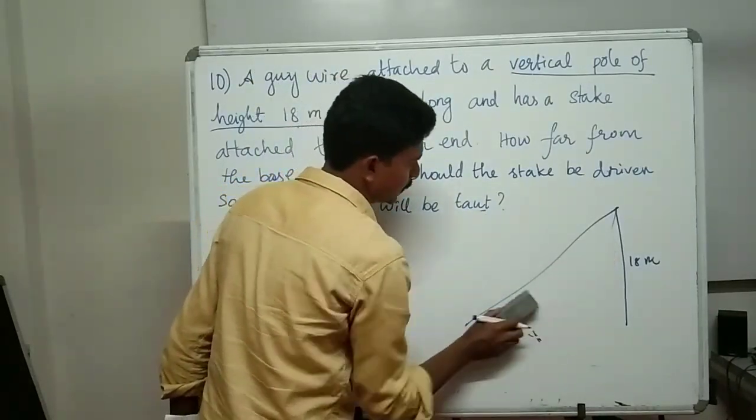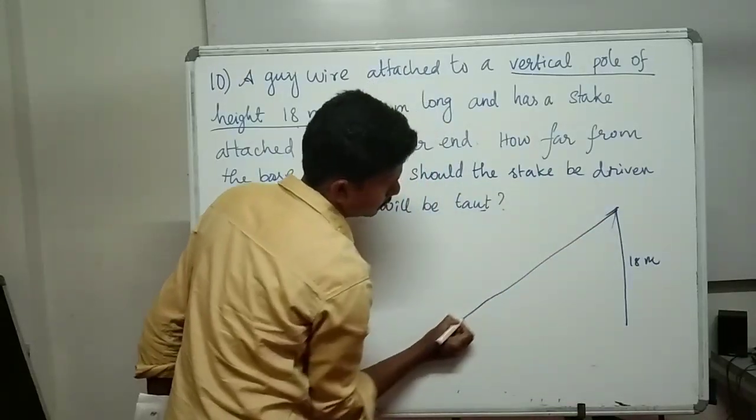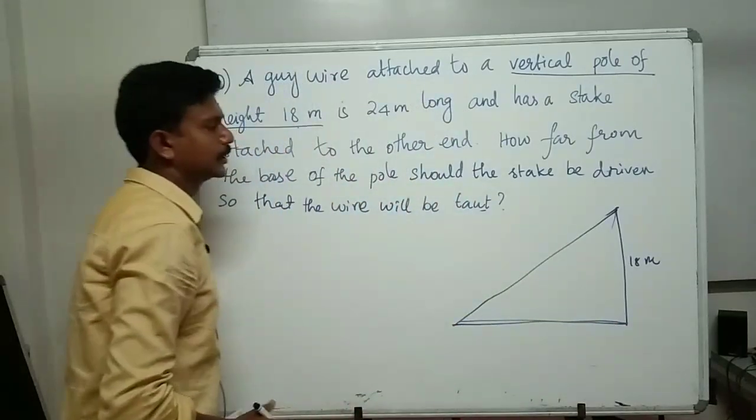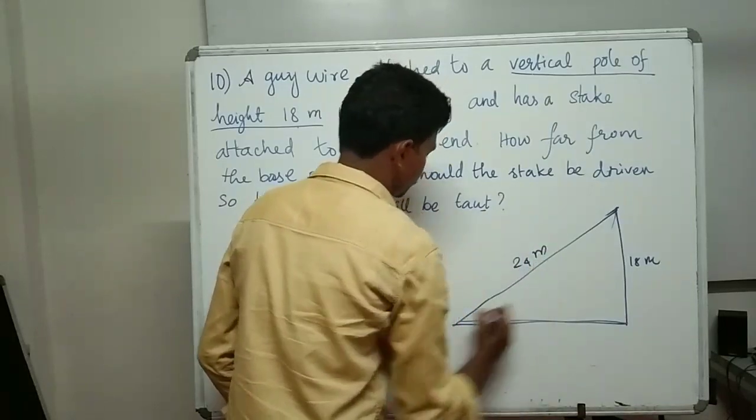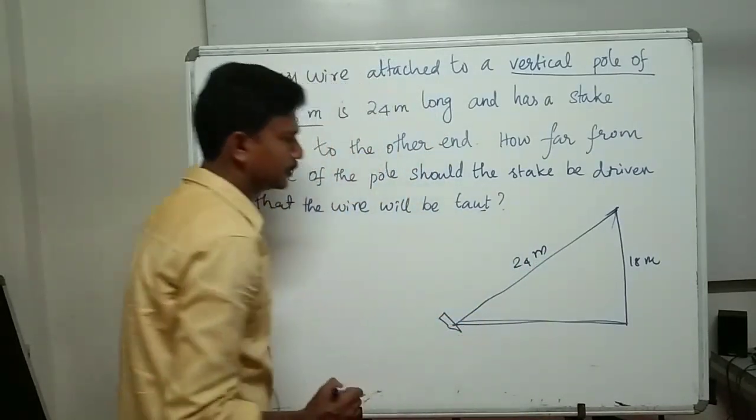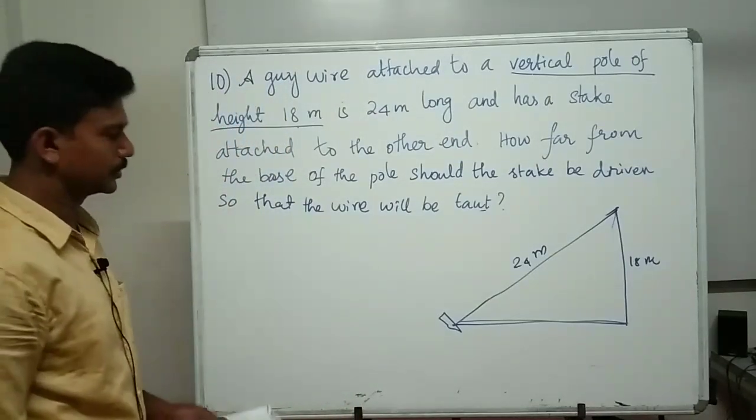So the wire is tight, we get it like this. Okay, then we join. So this is the floor. So we can give a name for it. The wire length is 24 meters. So here there will be a stake. Stake will be there. Okay, stake.